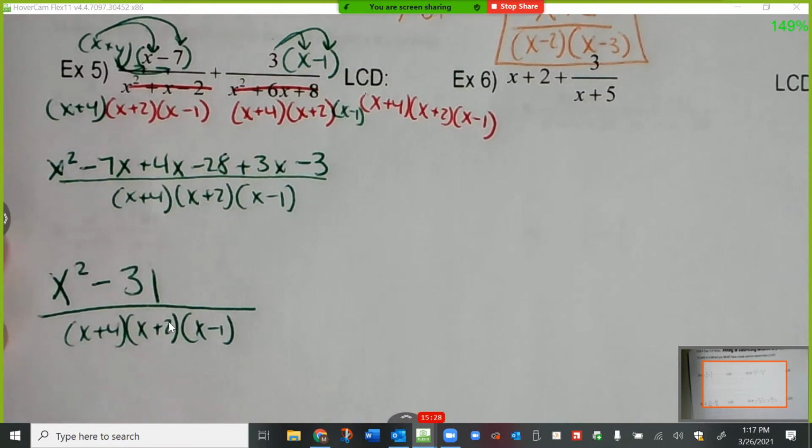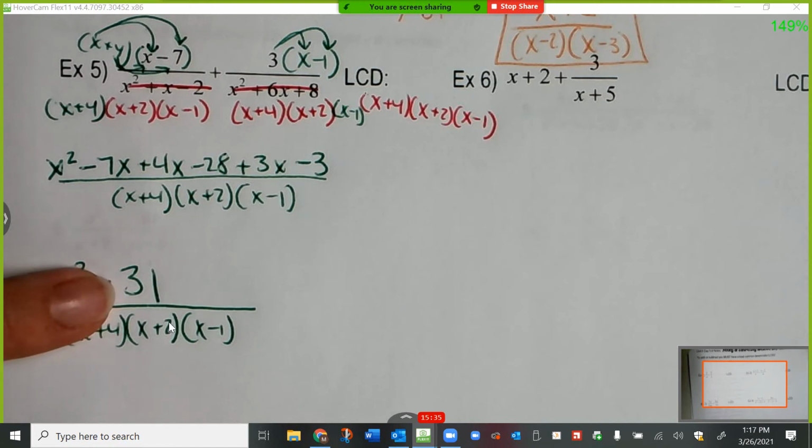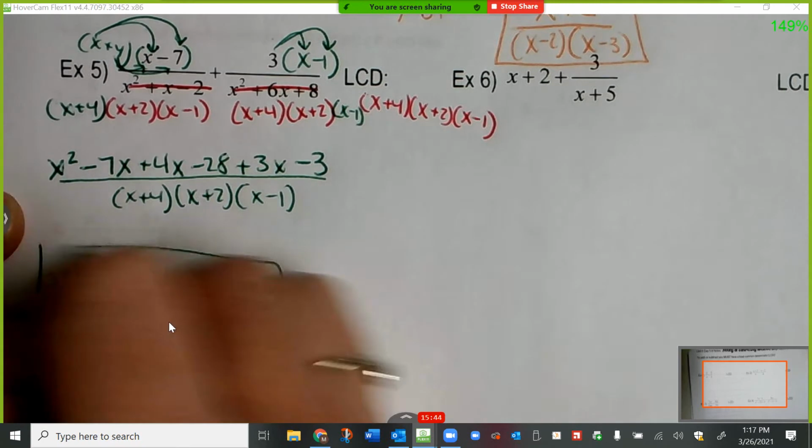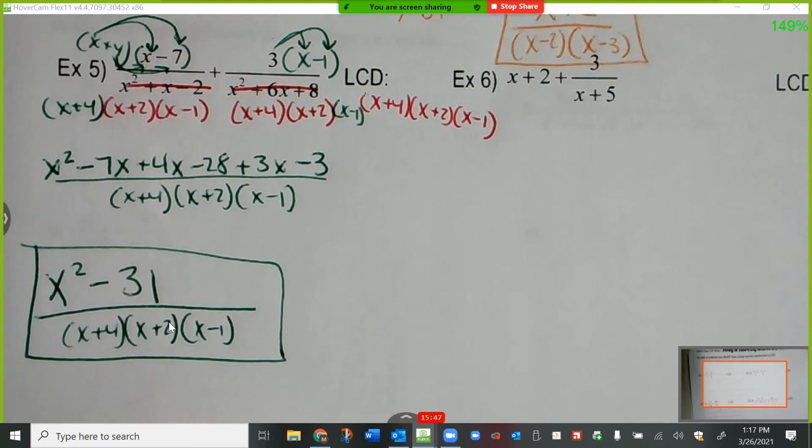Now, this has something squared. Can I factor that further? Not quite. Is 31 a perfect square? No, x is. So this is not the difference of squares, therefore we cannot factor it further. So that makes it nice because then we're done and there's no more extra steps trying to cancel.